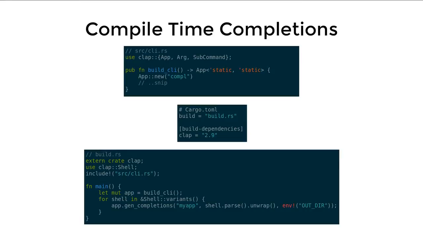If you were to do it at compile time, you have to use a build script, which is not that difficult. Really, all you end up having to do is pull your application struct, that top-level application, out into another module or into another function. And then inside your Cargo.toml, you say that you're using a build script, and you also have to add clap to your build dependencies. Inside your build script, the only other strange thing you have to do is use the shell, which is all the supported shells. Right now it's those 4 that I listed. And you have to include this one function so that you can actually build your CLI.